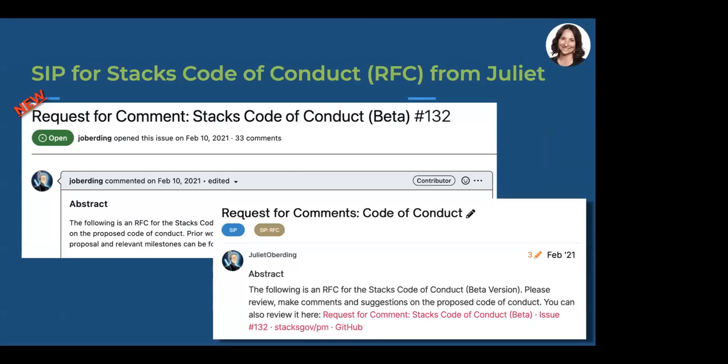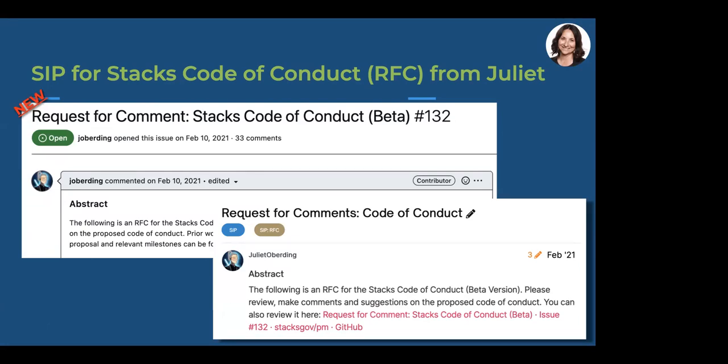And we have last Friday's Julia's SIP for the Stacks Code of Conduct, which is quite interesting because you don't have to be a technical person to chime in on this. This is for everybody. So I would highly encourage everybody to have a look and put down your thoughts, like if something is too much or something is not.